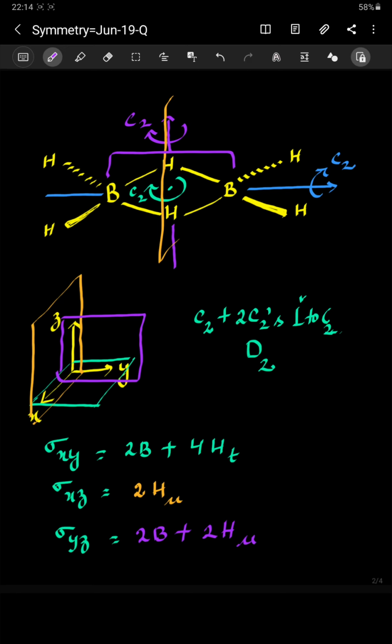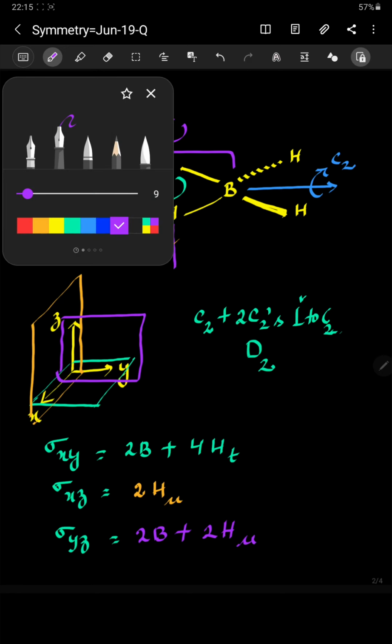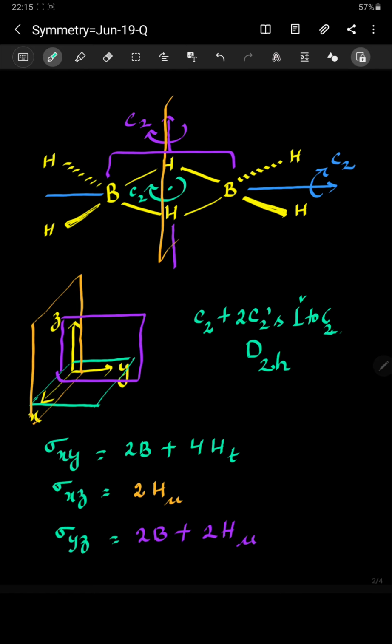Well, we have 3 different planes. Now this rotational axis, we have called it the principal axis, and with respect to this principal axis, if there is a plane perpendicular to it, we call it a horizontal plane. This is a plane which is perpendicular to it. Since there is one horizontal plane, the point group that we choose would be D2h. If it is D2h, definitely it should also have 2 vertical planes. So this becomes one vertical plane, and this becomes the second vertical plane.